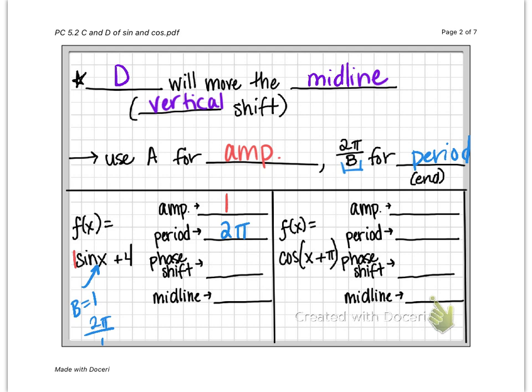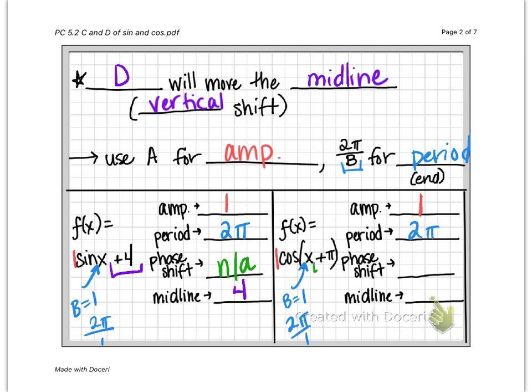Our phase shift, the key that we're seeing a phase shift is typically parentheses with the x. There is no phase shift here. And the midline then is going to be at 4 because this graph is going to shift up 4 units. Cosine of x plus pi, if we identify the amplitude, again, it is 1. The period, our b value is 1. So the period is again 2 pi over 1, or just 2 pi.